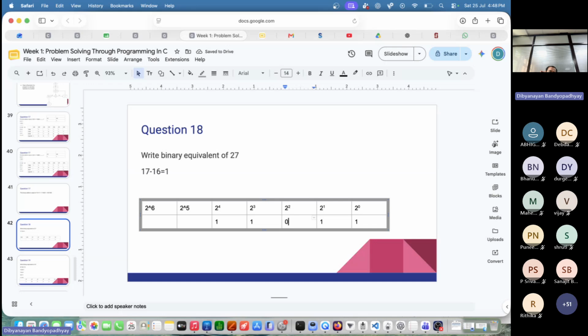This is the very simple process. There is one another process also using remainder that I'll show you later because there is not much time left. But this is the easiest process actually.